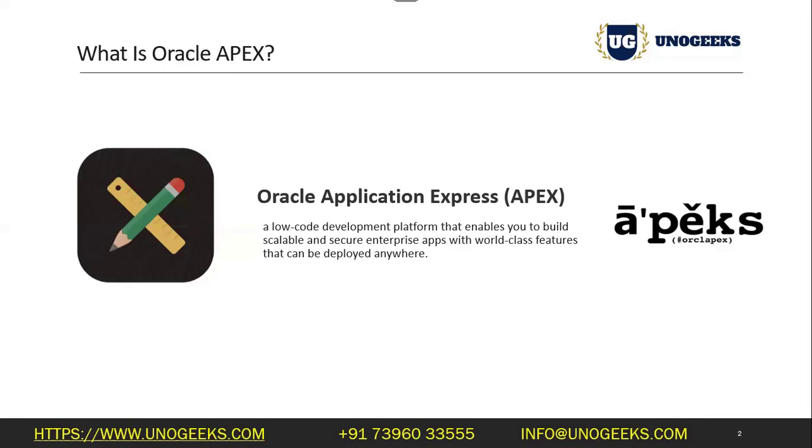Oracle Apex was also previously known as HTML-DB, and it started with version 4.0. Now we have the recent version, that is 23.2.4.